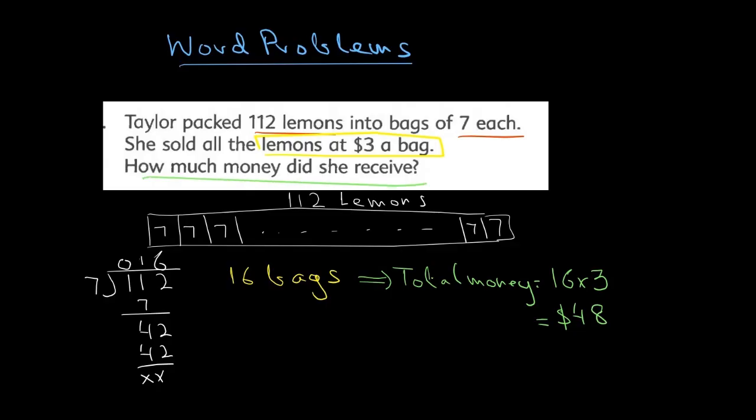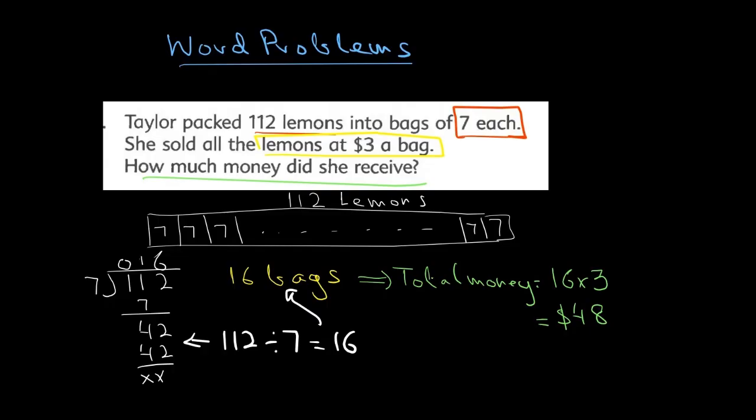So please note that we first thought of this as a division problem, and the reason why it's a division problem is because we wanted to find the number of groups. We have used this interpretation of division: we knew the number of items in each group, and we wanted to find the total number of groups, and that's a division problem. So we just divided. This was just 112 divided by 7, and the answer turned out to be 16, which went over here to give you 16 bags, and the total money was $48.